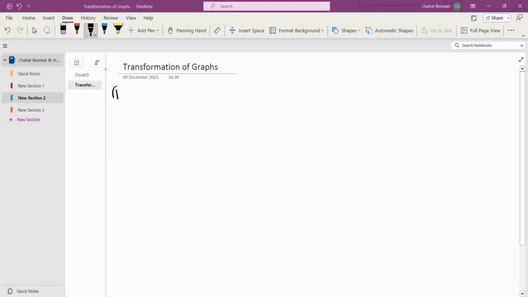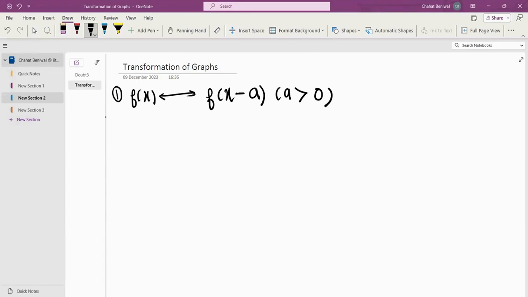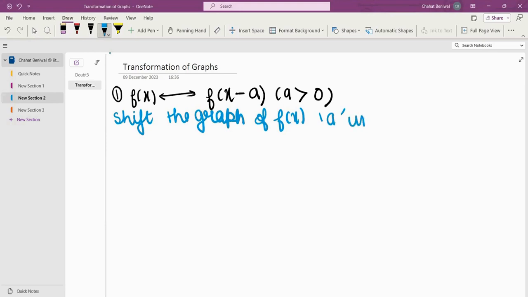So the first transformation, let us consider a function f(x), and we need to take a transformation which is going to look like f(x minus a), and a is going to be greater than 0. So we are going to shift the graph of f(x) a units towards right on x-axis.